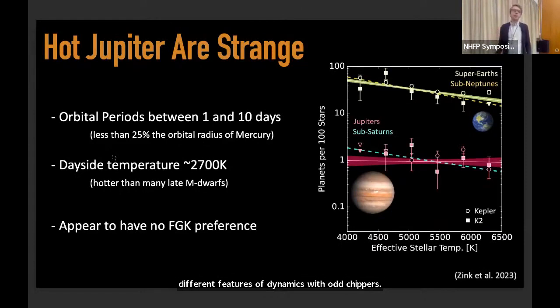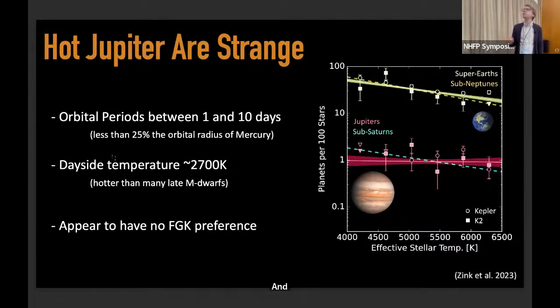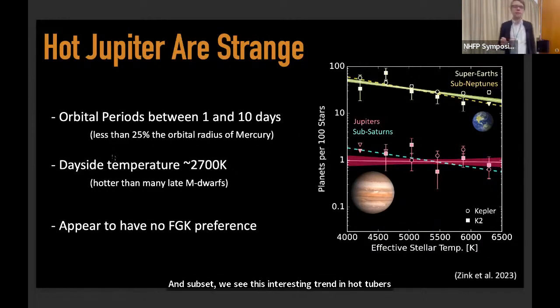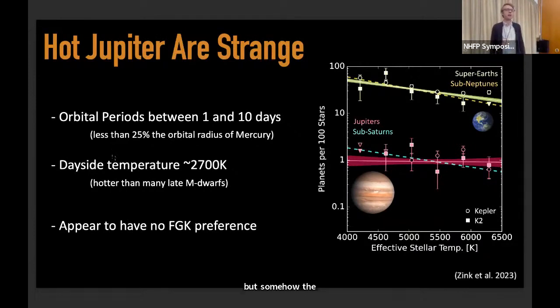Just to kind of further this point of why hot Jupiters are so strange, if we look at some of the demographics from hot Jupiters compared to the other 3 classes of planets, being super-Earths, sub-Neptunes, and sub-Saturns, we see this interesting trend in hot Jupiters, that they don't seem to change very much as you go across planet classes or stellar classes. While most of the other planet classes seem to decline in occurrence as you go to these hotter, more massive stars. It's not totally clear what the mechanism for that is, but somehow the hot Jupiters are a little bit different than all the other planet classes.